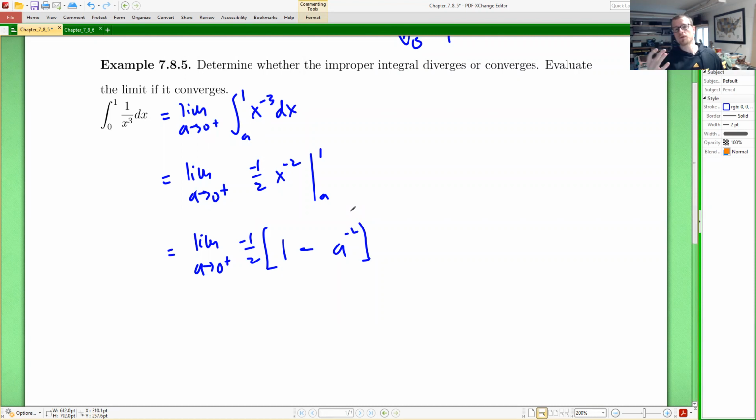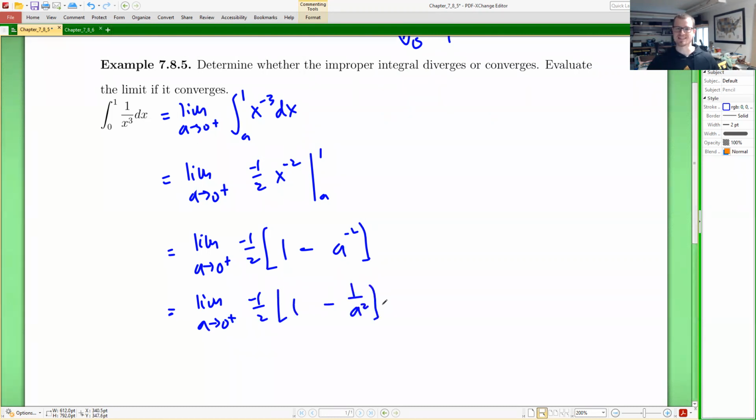Some of you would make the mistake, and it happens, of saying, 0 to any power is 0. Okay, excellent. Not quite, right? What we have here, you might recognize as the limit as a goes to 0 from the positive side, negative 1/2, 1 minus 1 over a squared.